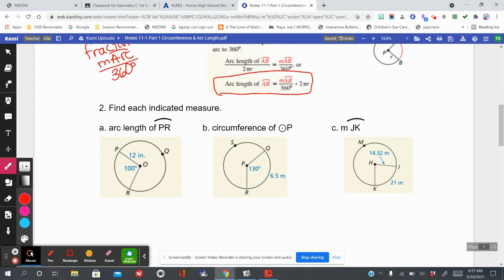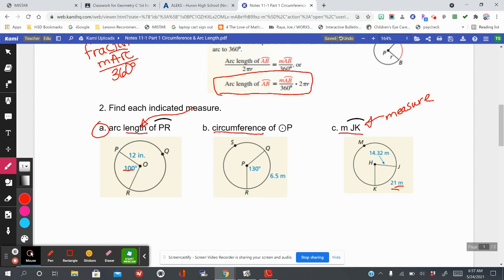So let's do a couple examples. Find the indicated measure. So in A you're looking for arc length. In B, you're looking for circumference. And C is the measure of your arc. Notice in A, they give you the angle. In C, they give you the arc length. This is measure. This is length. So be really careful.